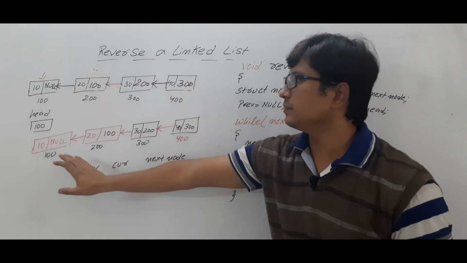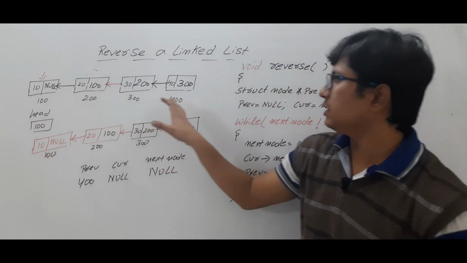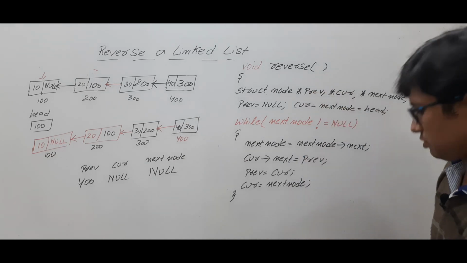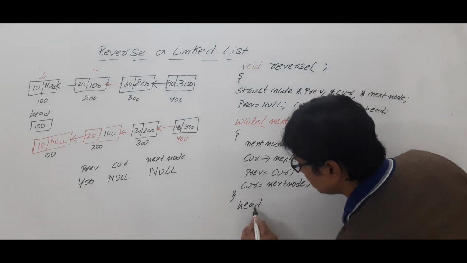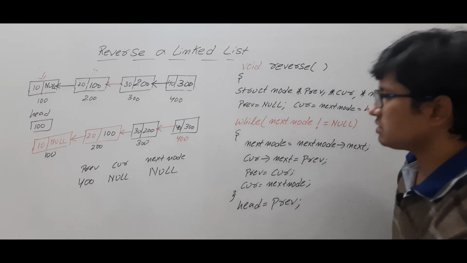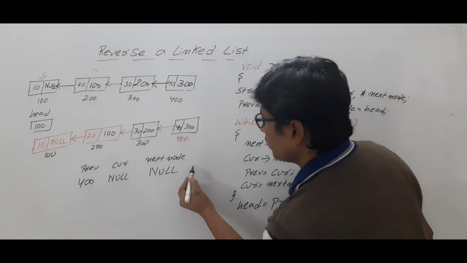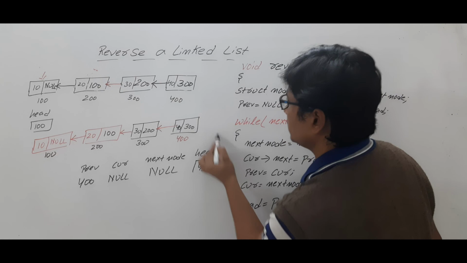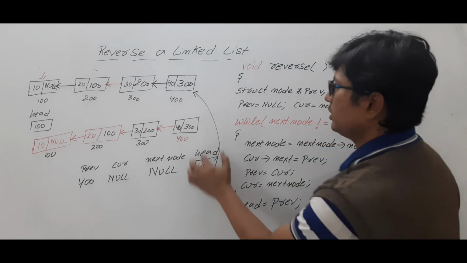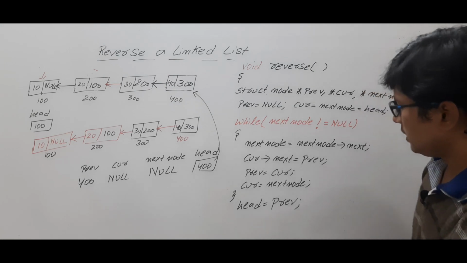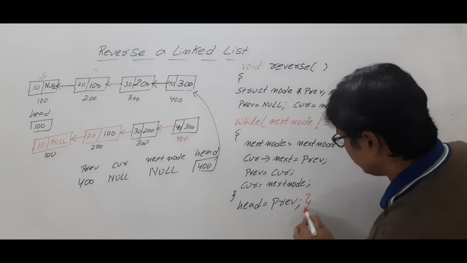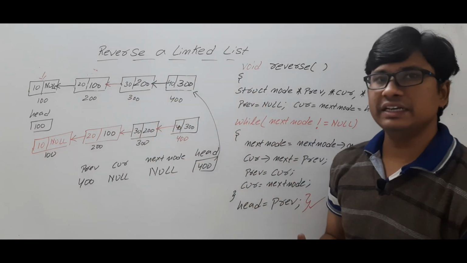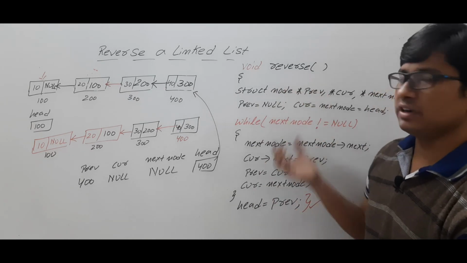Now once it is done, you have to make the head pointer point to the first node. How will you do that? You have to write head is equal to previous. What is the value in the previous? 400. Now you are making head is equal to previous, which is 400. So now head is pointing to the first node of the reversed list. Is it clear? Then you are closing the function. That's all. Are you able to understand? So we have done reverse of a linked list using the user defined function called reverse.